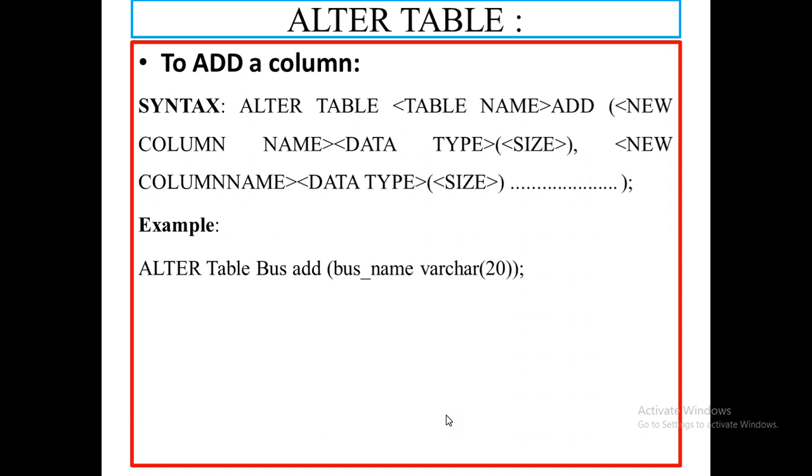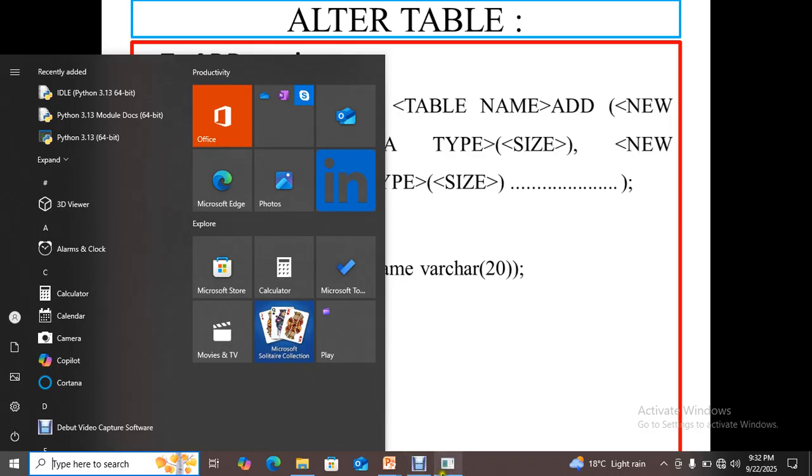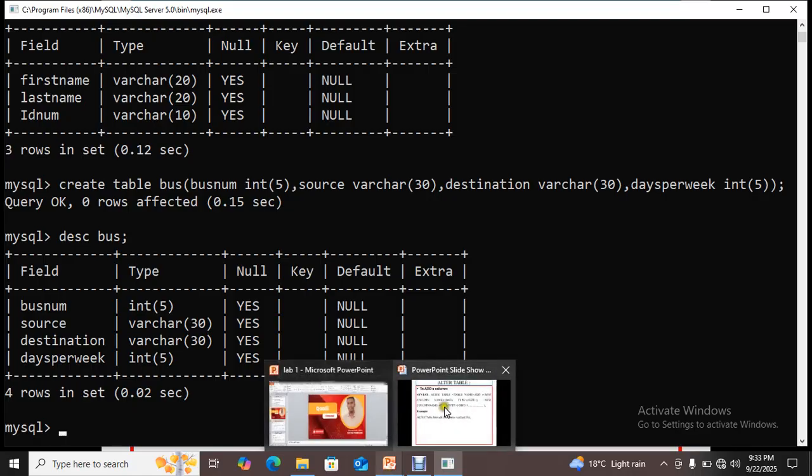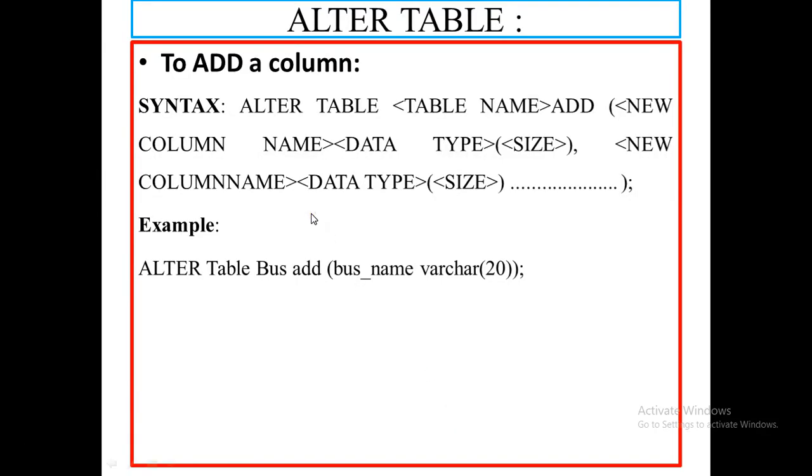Alter. After you create a table, for example, our table has how many fields? 1, 2, 3, 4. The bus has a number, the bus has source, the bus destination is there, the bus days per week is there. Then, for example, if you wanted to add the bus name or bus type or whatever, how are we going to add it? This one is very important.